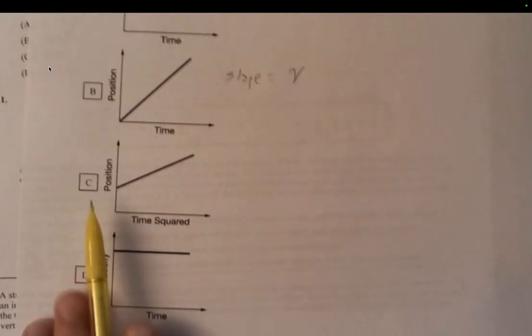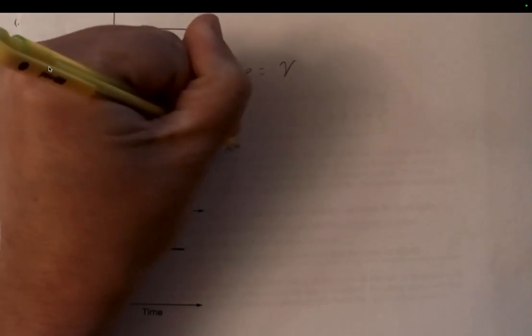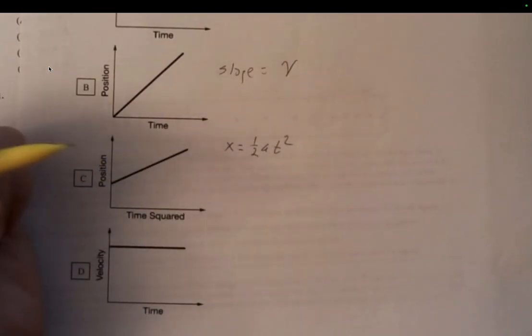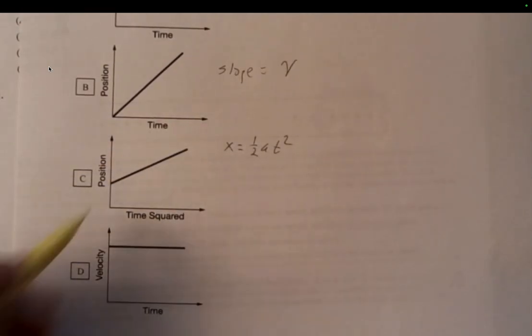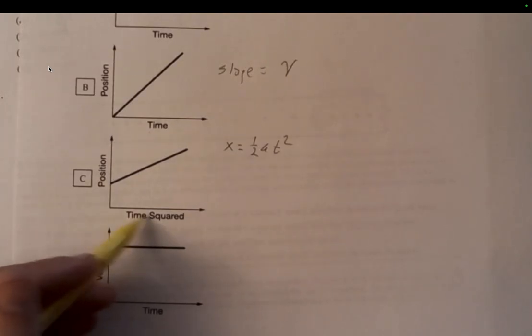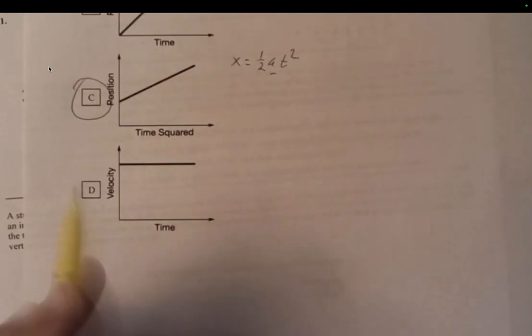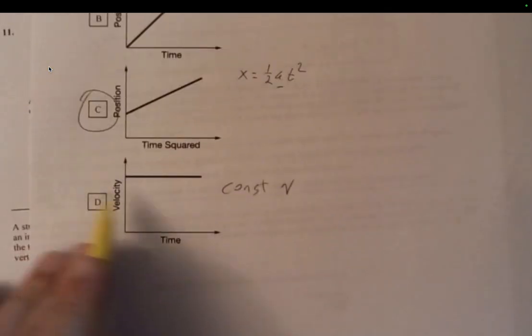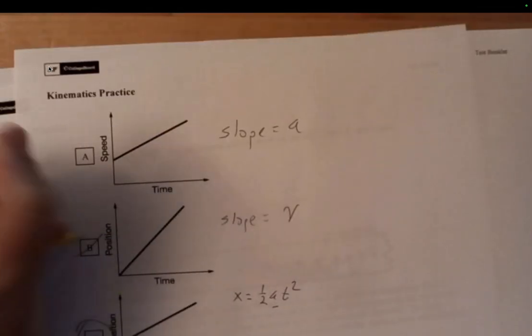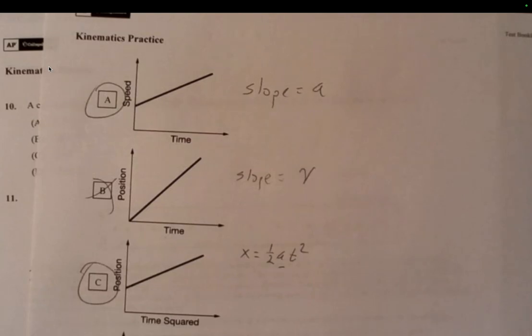In this position versus time squared, I know x equals 1/2 a t squared, and when we did our acceleration lab, it was position and time squared that made this linear relationship. So this definitely shows an acceleration. And then a constant velocity. Constant velocity, then this has no acceleration. Constant velocity, making selection A and selection C viable.